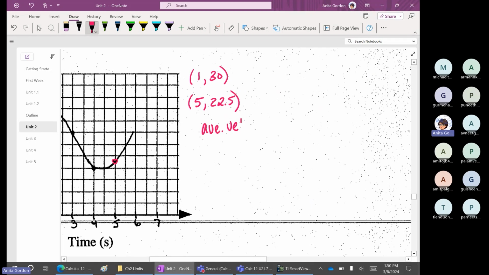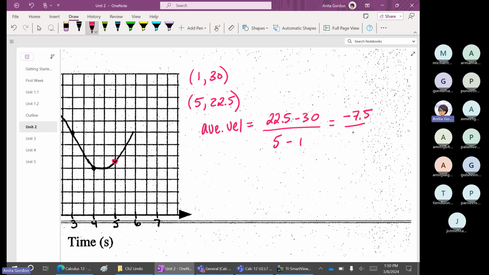Okay, so average velocity then. Average velocity is the distance between the points. So 22.5 minus 30 divided by the difference in time, 5 minus 1. So this gives me negative 7.5 over 4. And you can chuck that into a calculator and it'll give you about negative 1.88 meters per second. What does the negative signify?